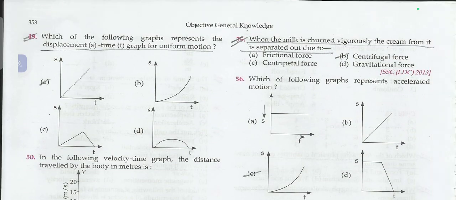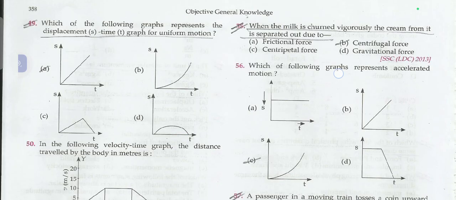When the milk is churned vigorously, the cream from it is separated out due to centrifugal force. Which of the following graphs represent accelerated motion? C.